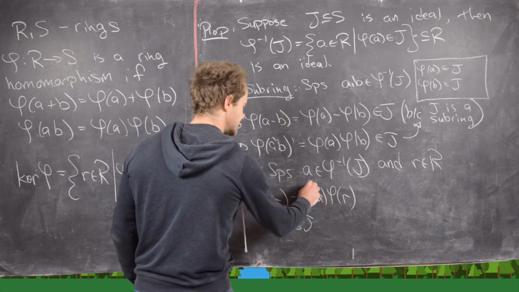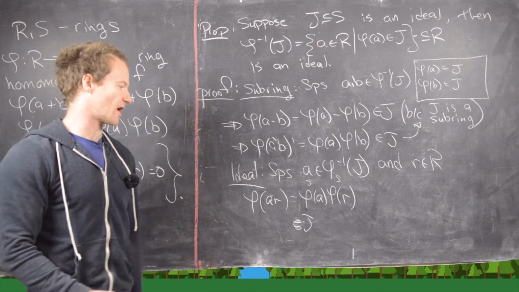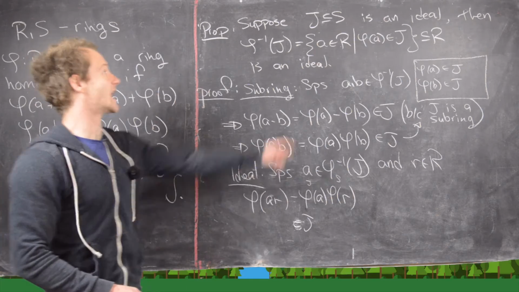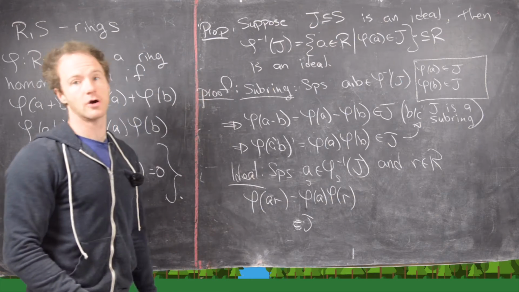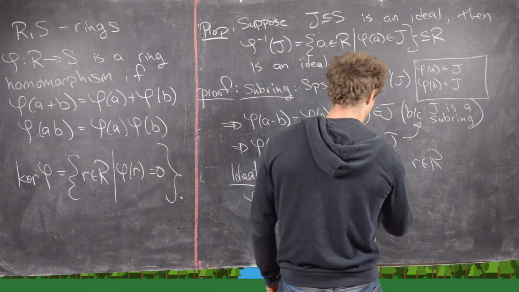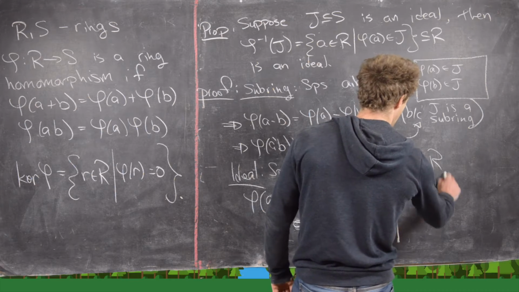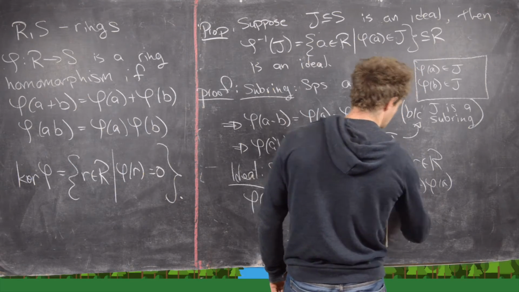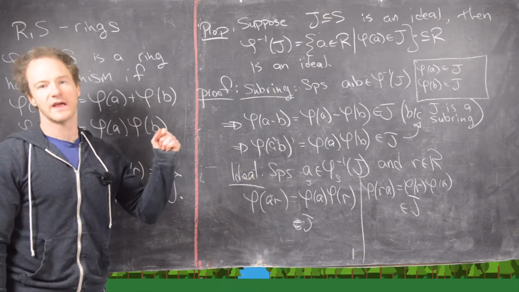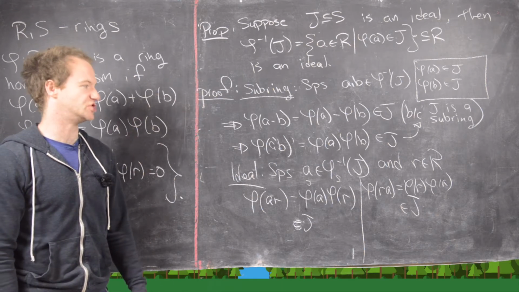So again, this is an element from J, this is an element from S, so when you take their product, you have to land inside of J by the absorption property inside of the codomain. Okay, good. And then similarly, we can do phi of RA. That's going to be phi of R, phi of A, but that's going to be inside of J for the same reason. We have an element from S times an element from J. That's going to be absorbed into J.